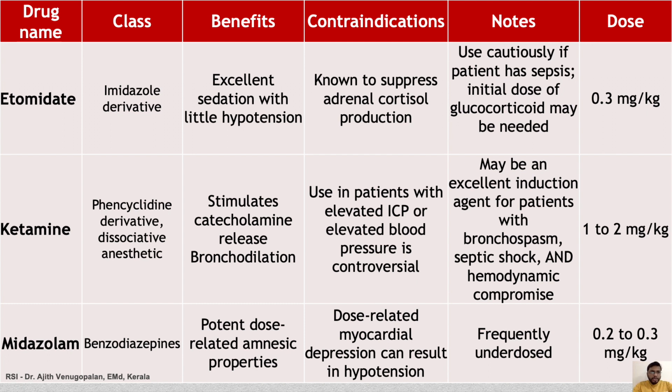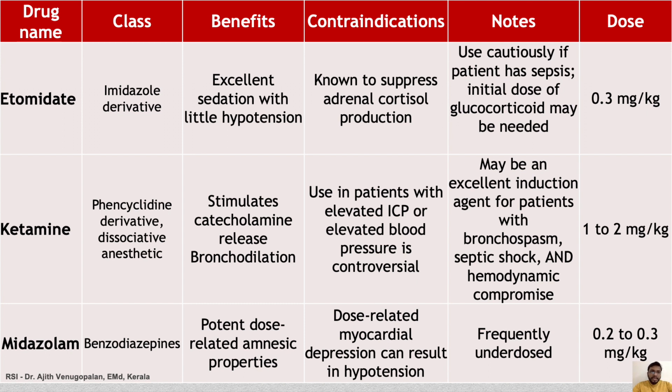Etomidate, it's an imidazole derivative which has excellent sedation with little hypotension. The biggest advantage is the hemodynamic stability you get with etomidate, but you have to be cautious in situations like sepsis, because it acts on the adrenal axis, the cortisol production axis, so it can cause cortisol suppression. So you have to be careful in such cases. Its dose is 0.3 mg per kg. And if the patient is hypotensive, a reduced dose is normally recommended.